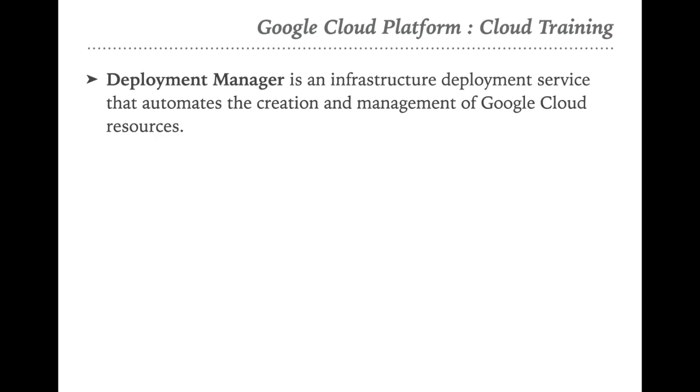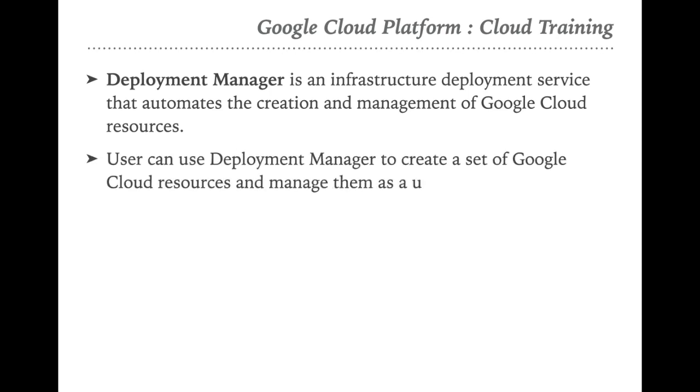We will discuss what the file is and how we can define the resources. But right now we need to understand that Deployment Manager is a service in Google Cloud which will help us to deploy multiple resources as part of a single deployment. A user can use Deployment Manager to create a set of Google resources and manage them as a unit, and that is called a deployment. So a single deployment can have multiple Google resources.